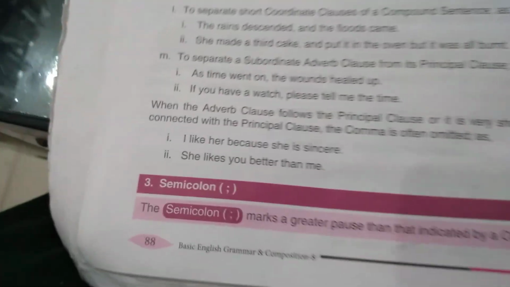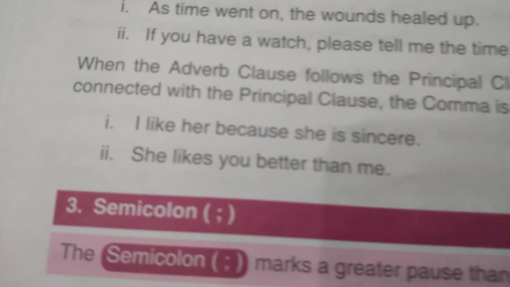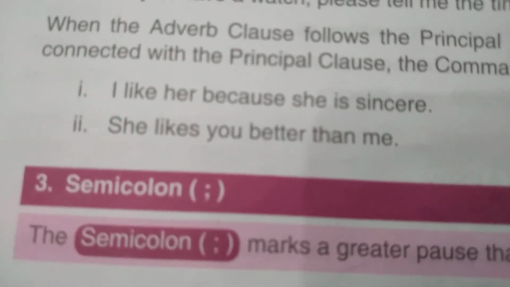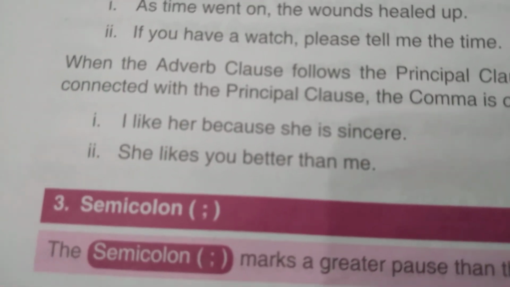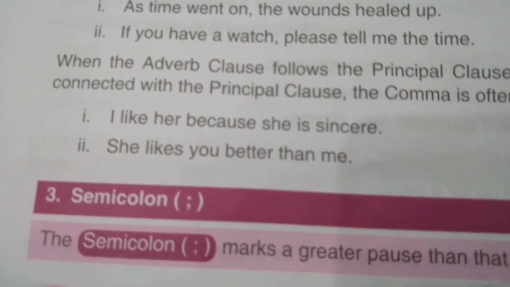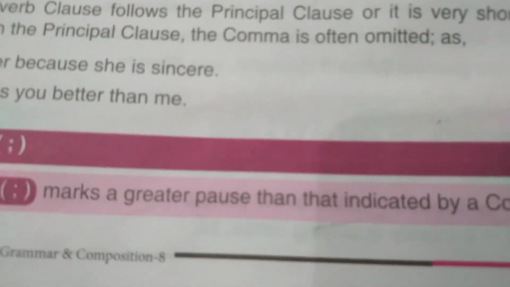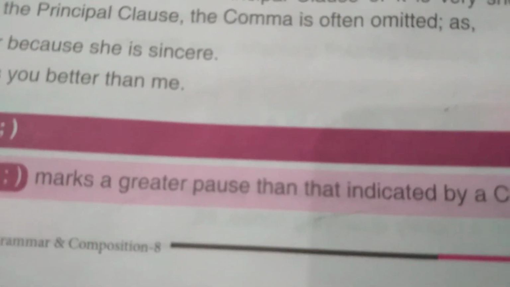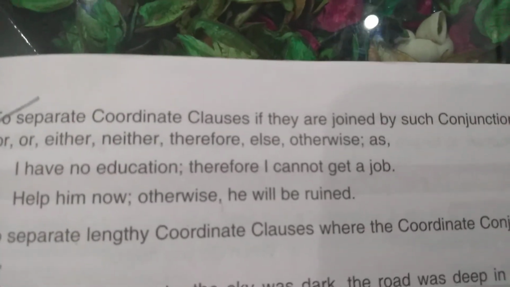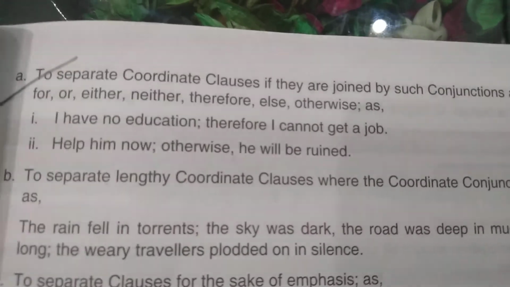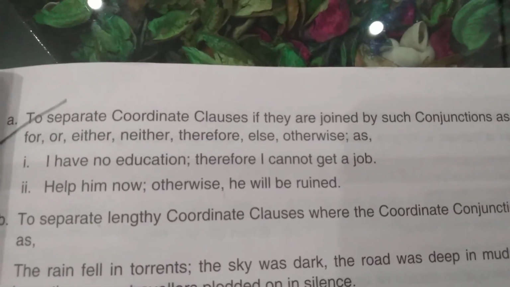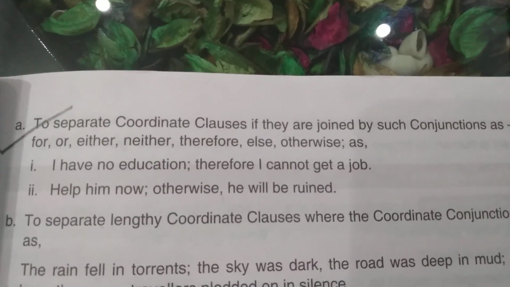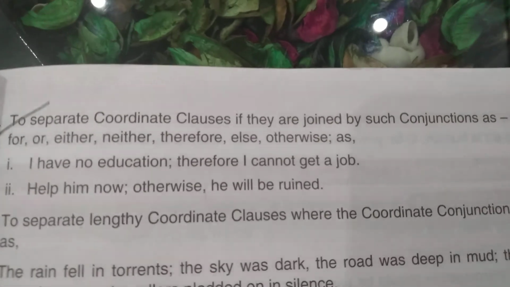Yes, now the next punctuation mark is the semicolon, and as you can see the symbol, it is a full stop on top and then at the bottom there is a comma. So this is the sign of a semicolon, and it marks a greater pause than that indicated by a comma. The main use of a semicolon is to separate coordinate clauses if they are joined by conjunctions like for, or, either, neither, therefore, else, otherwise, as. For example, I have no education, therefore I cannot get a job.